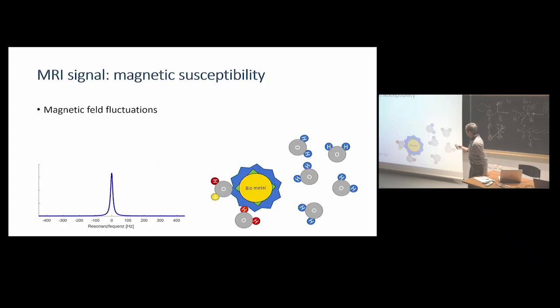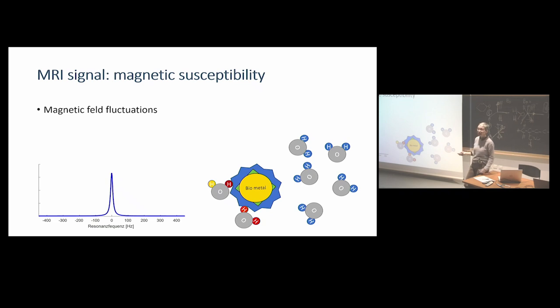Okay, so let's now move on from the spin echo to the next sequence. And before doing that, let's look at this situation. You see, I've put something in here. It says biometal. What could a biometal be in the body? What is it that you really need? Iron, yes, you need iron.